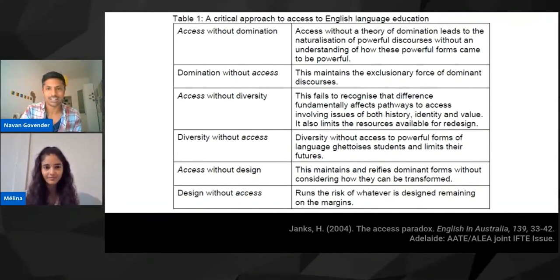So this is a critical literacy framework by Hilary Jenks, and it's an understanding of power. It's called the interdependent model, where in order to do critical literacy, we must always be considering and asking questions related to issues of access, domination or power, diversity or identity, and design or redesign.